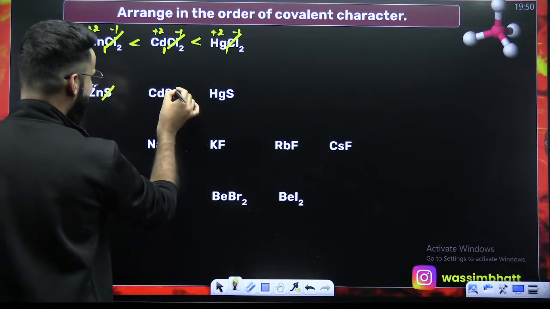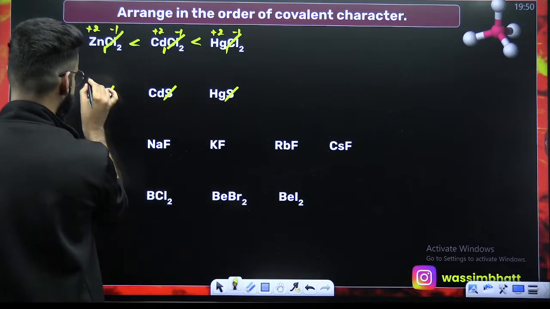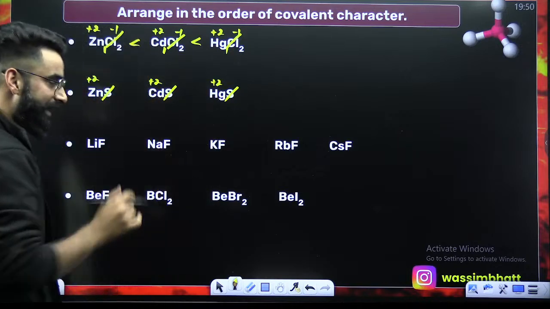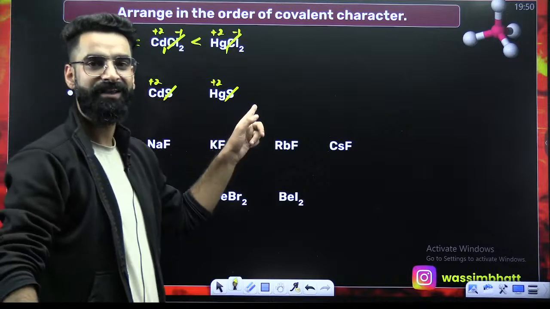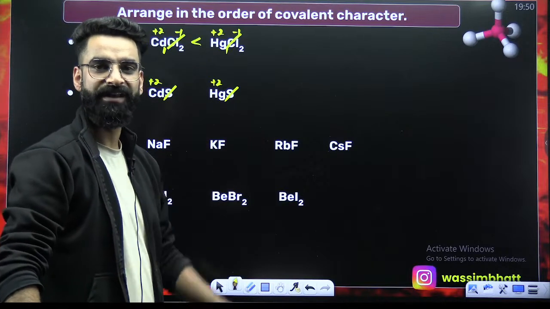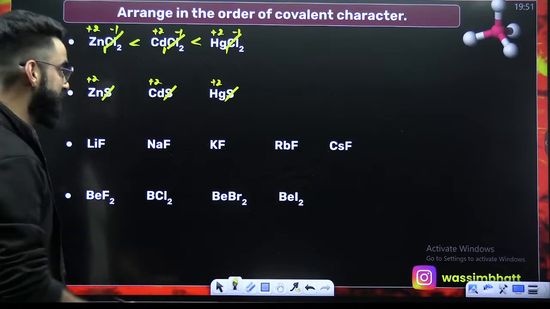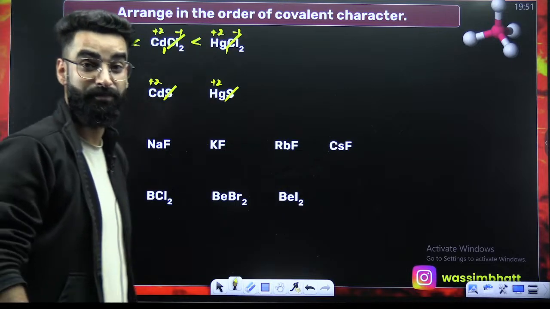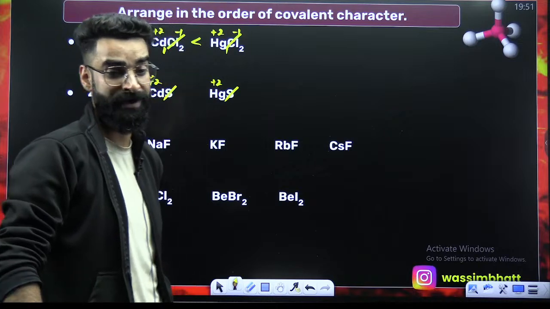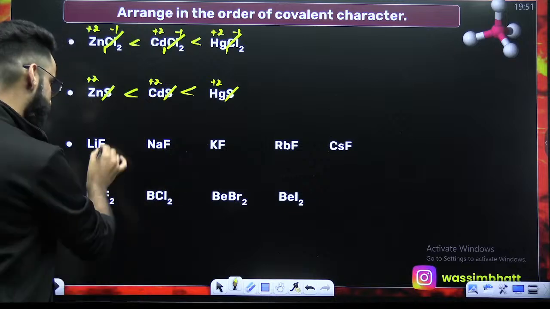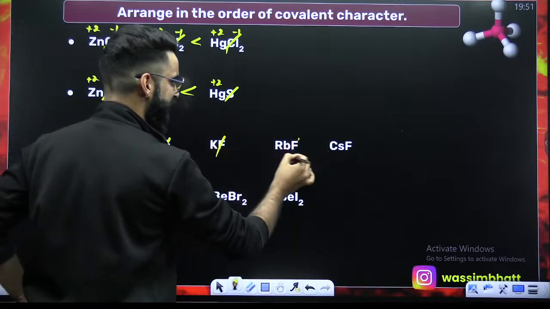Over here, anion everywhere is same. Leave that aside. Talk in terms of cation. Right? 3d, 4d, 5d. What happens? Z effective increases. Z effective increase means polarizing power of cation increases. Right? And polarizing power of cation is directly proportional to covalent character. So where do you see more covalent character? This is the order.